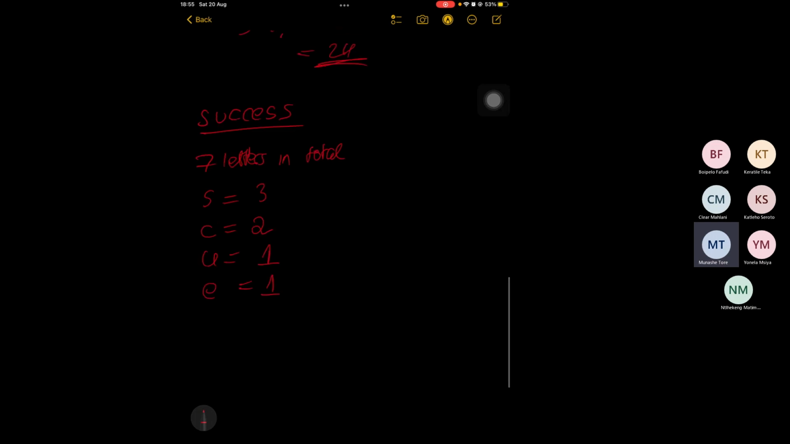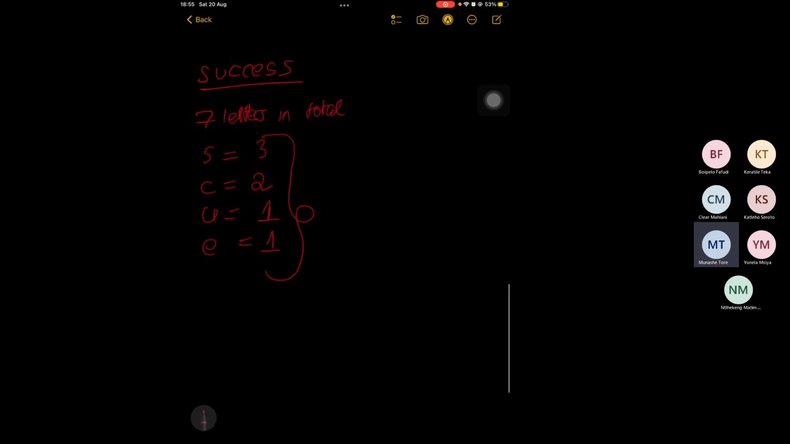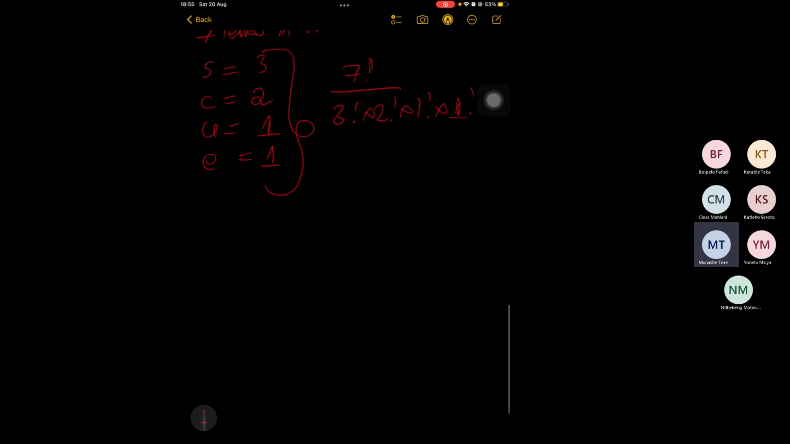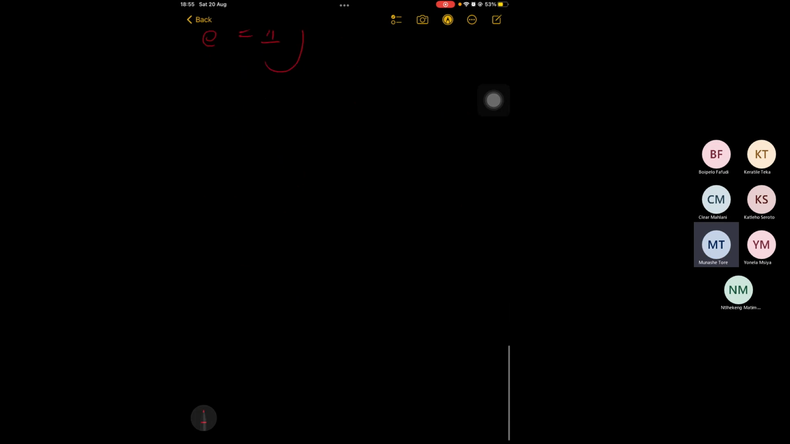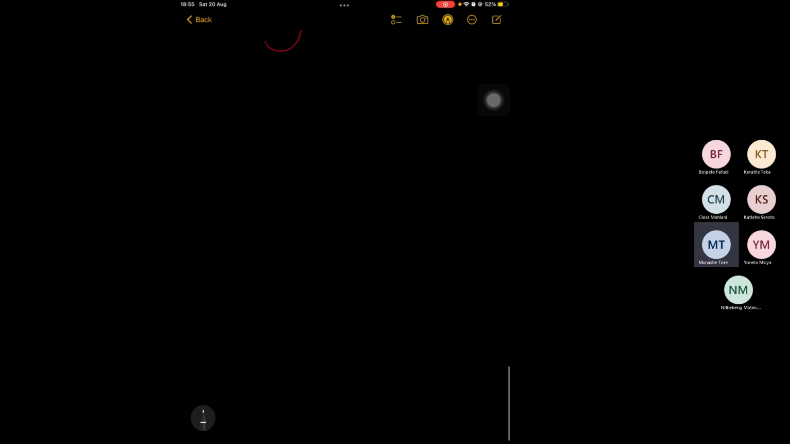So the moment you are asked for the number of words you can come up with from this, it's just going to be 7 factorial divided by the repetitions that you have, which is 3 factorial times 2 factorial times 1 factorial times 1 factorial. So this will be your answer. That is if you have any repetitions within the words that you're dealing with. This is how we go about it. Is this clear for now? I feel like this was already done in class and should be one of the fundamentals.